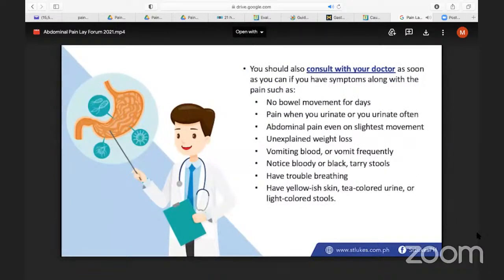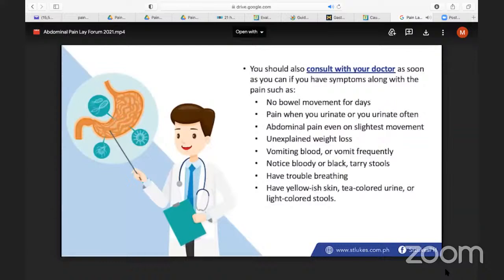You should also consult with your doctor as soon as you can if you have symptoms along with the pain, such as no bowel movement for days, pain when you urinate or you urinate often, abdominal pain even in the slightest movement, unexplained weight loss, vomiting blood or vomiting frequently, notice bloody or black tarry stools, have trouble breathing, or have yellowish skin, tea-colored urine, or light-colored stools.